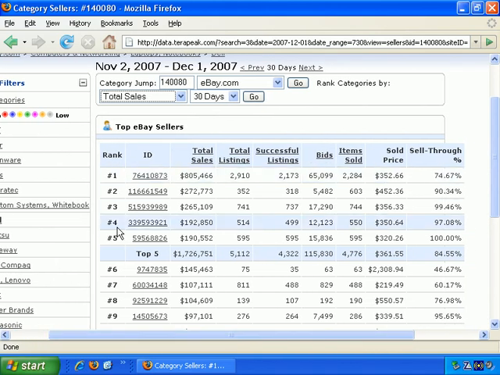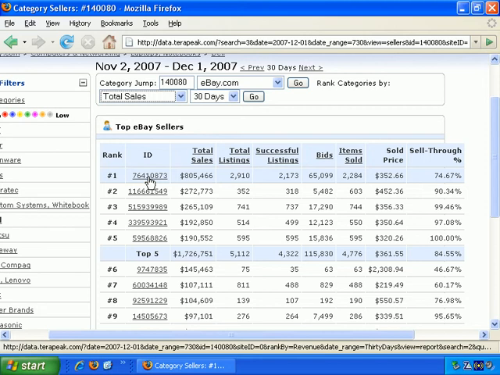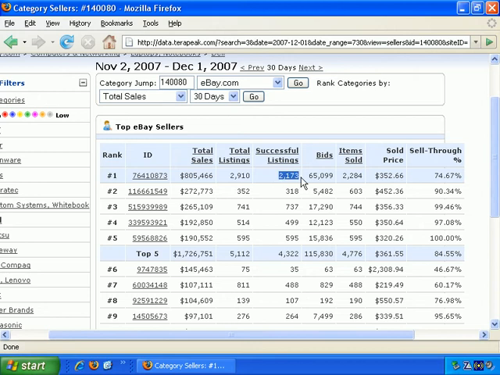Okay, we see the top 5 first of all, so rank 1, ID, and total sales in the last 30 days is actually just over $800,000. Total listings, 2,910. Successful listings, 2,173. Bids, over 65,000. Items sold, and you can see that in some cases it's more than one item per listing. There are more items sold than there are total listings.